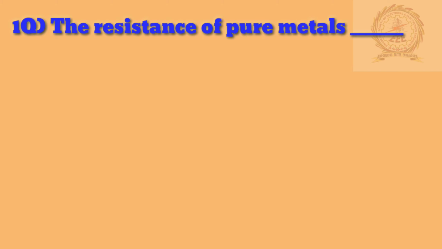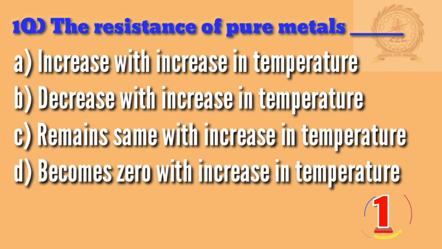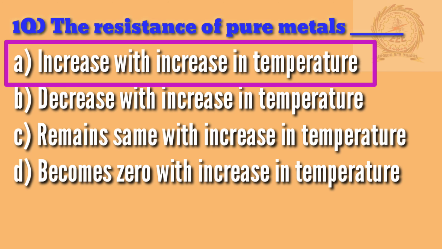Question is, the resistance of pure metals dash. A. Increase with increase in temperature, B. Decrease with increase in temperature, C. Remains the same with increase in temperature, D. Becomes zero with increase in temperature. Answer is A. Increase with increase in temperature.